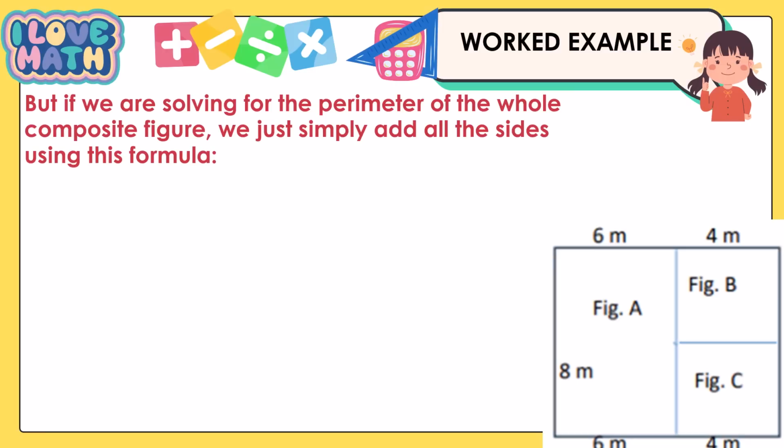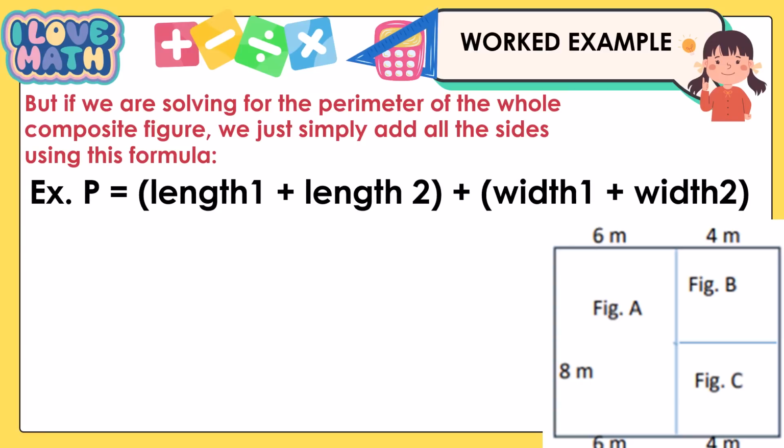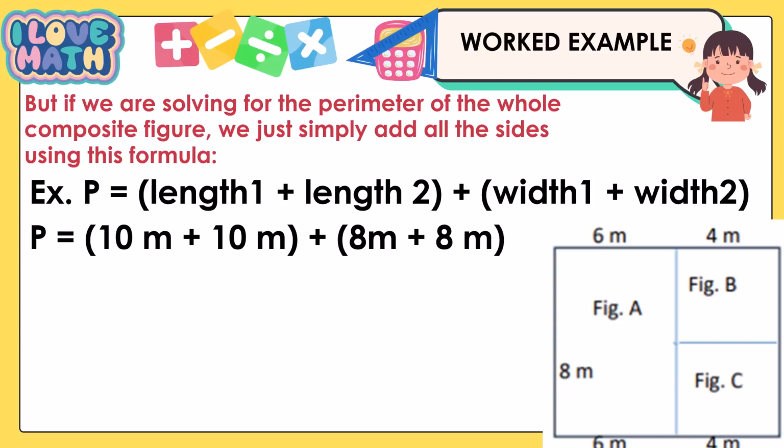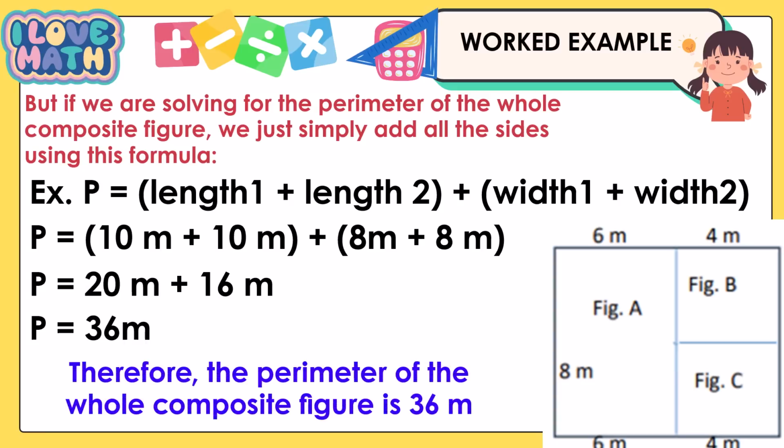But if we are solving for the perimeter of the whole composite figure, we just simply add all the sides using this formula. P equals length 1 plus length 2 plus width 1 plus width 2. P equals 10m plus 10m plus 8m plus 8m. P equals 20m plus 16m. P equals 36 meters. Therefore, the perimeter of the whole composite figure is 36 meters.